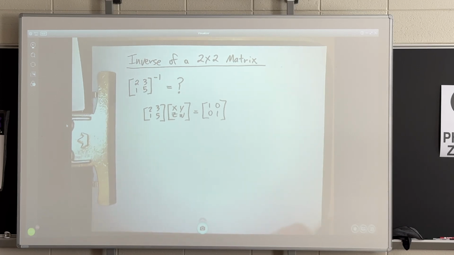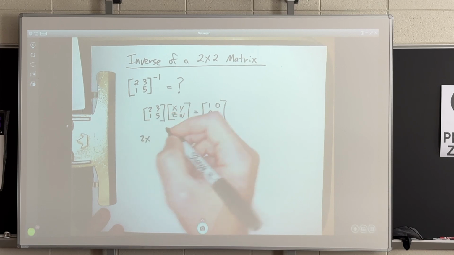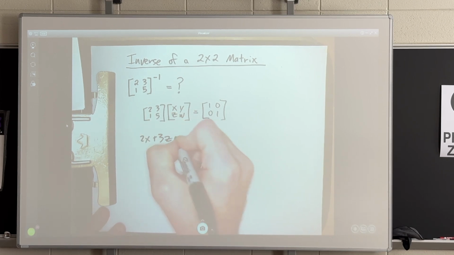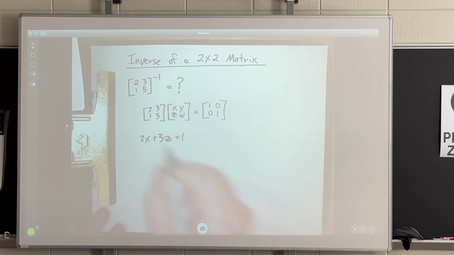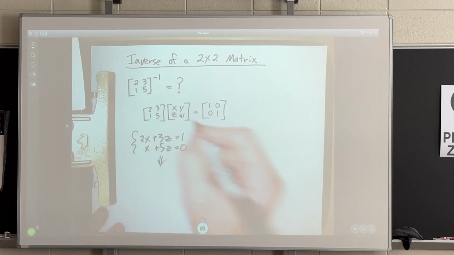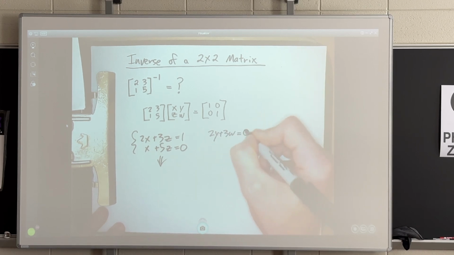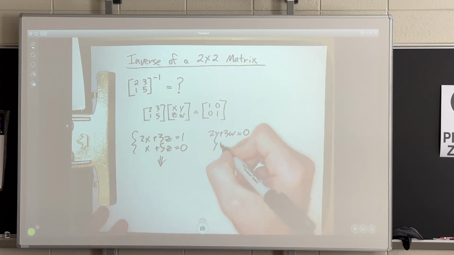And here you can just apply the definition of matrix multiplication and see, well, I'm multiplying row 1 and column 1, 2x plus 3z is 1, but multiplying row 2 by column 1 gives me x plus 5z is 0. And now we just have a system of equations which can just be solved. And here, doing it again, if you multiply row 1 by column 2, you get 2y plus 3w equals 0, and row 2 by column 2, you get y plus 5w equals 1. And now you again have a system of equations.